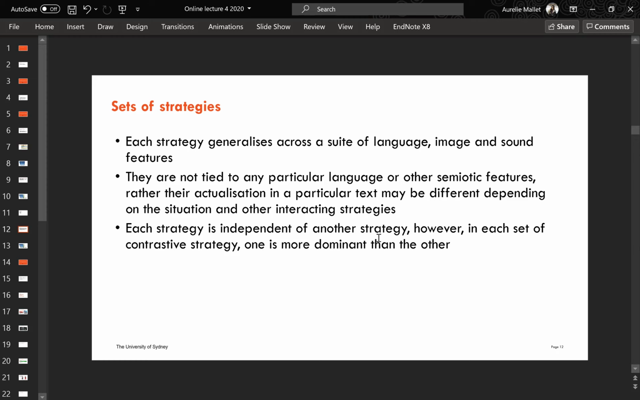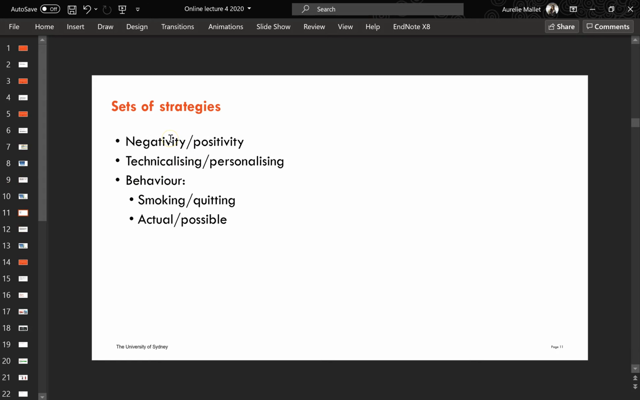So taking this discourse semantics approach, we look at the whole text, at what's happening in the text as a whole. And each of the strategies is independent of each other. Although, like I said before, because they are contrastive sets of strategies, you will have campaigns that tend to be either more negative or more positive. You will have materials that tend to be either more negative or more positive, but essentially they are all independent of each other.